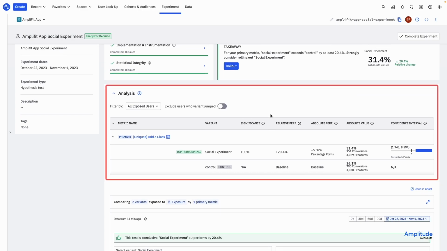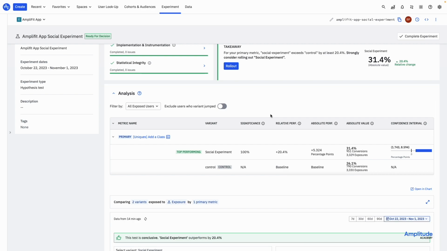The analysis section displays the necessary statistical calculations for the primary metric, as well as any secondary metric. If you're new to experimentation, you might find yourself a bit overwhelmed by some of the statistical terminology here. We will dig deeper into the statistics and calculations done here in a later course. But for now, we will go through a high-level overview. We can see five calculations for each metric: significance, relative performance, absolute value, and confidence interval.